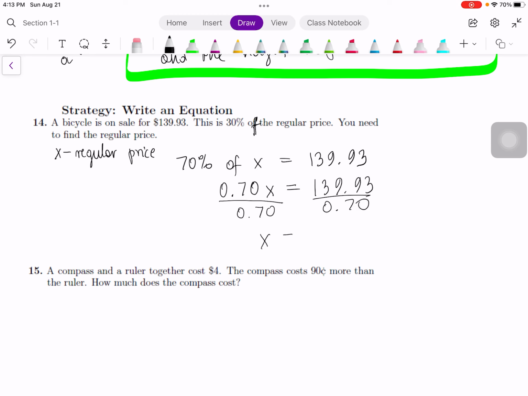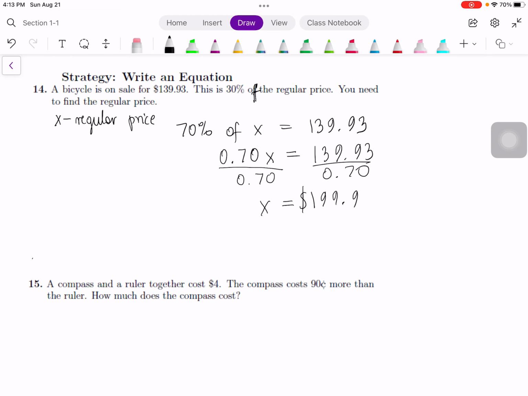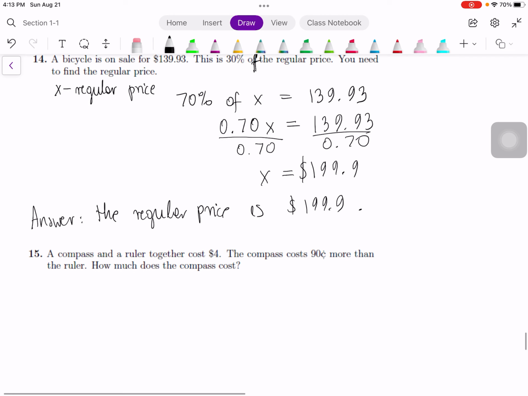And x will then end up being 199.9. So that was the original price, or the regular price. The price is $199.9. Okay.